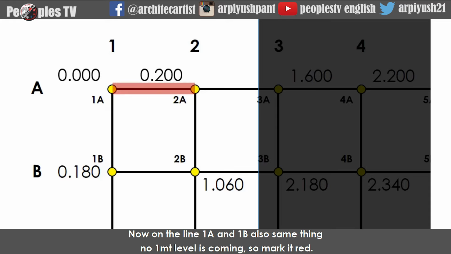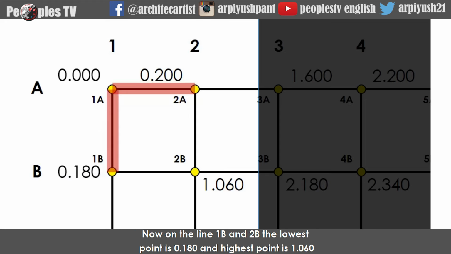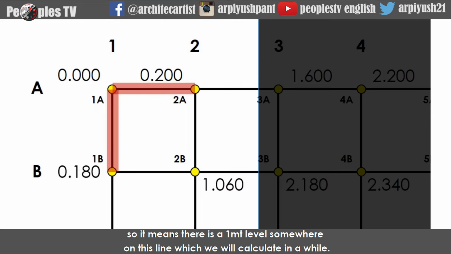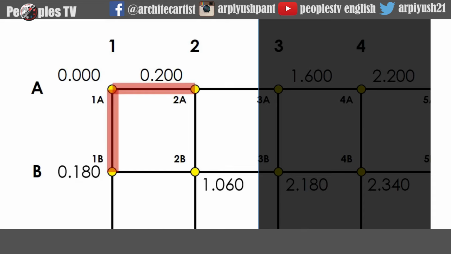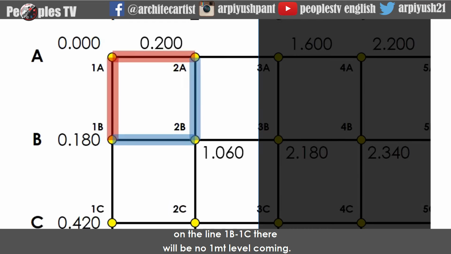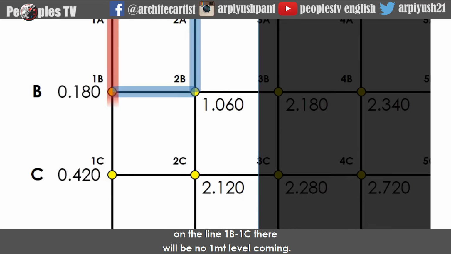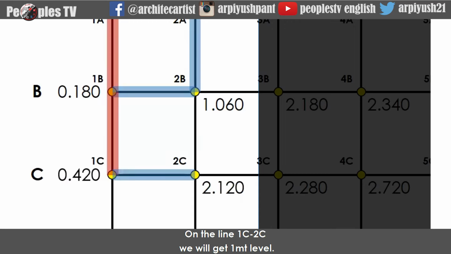On the line 1A, 1B also same thing, no 1 meter level is coming. So mark it red. Now on the line 1B, 2B the lowest point is 0.180 and highest point is 1.060. So it means there is a 1 meter level somewhere on this line, which we will calculate in a while. Let's mark this line blue. On the line 2A, 2B also a 1 meter level will fall. On the line 1B, 1C there will be no 1 meter level coming. On the line 1C, 2C we will get a 1 meter level.